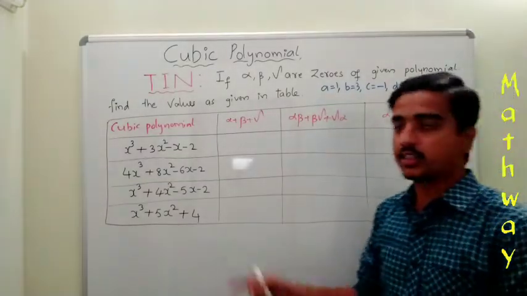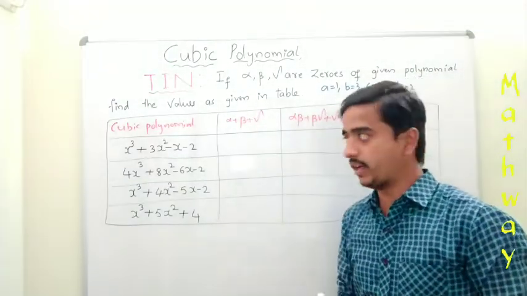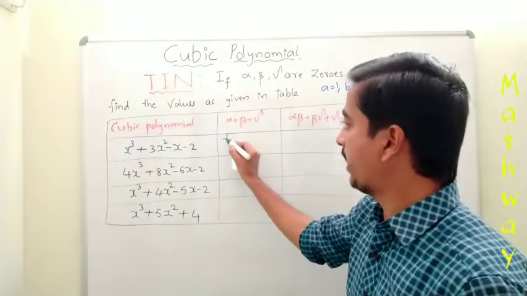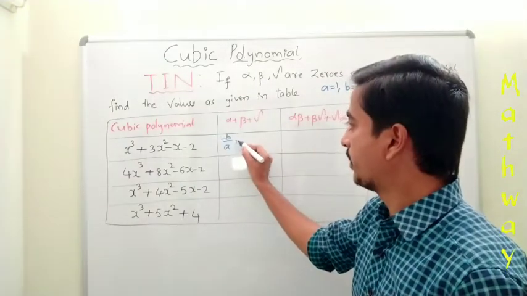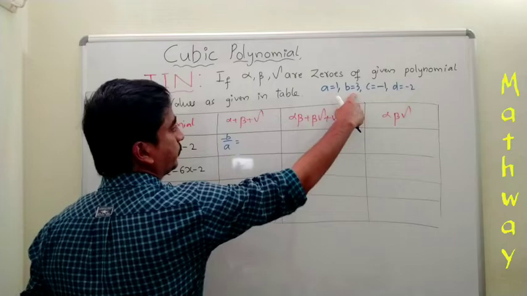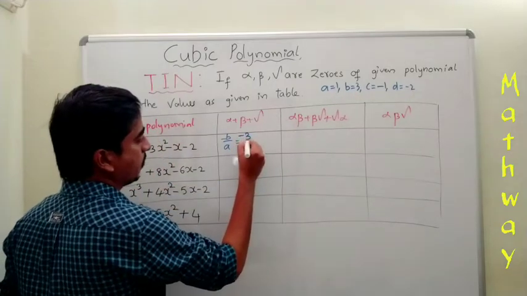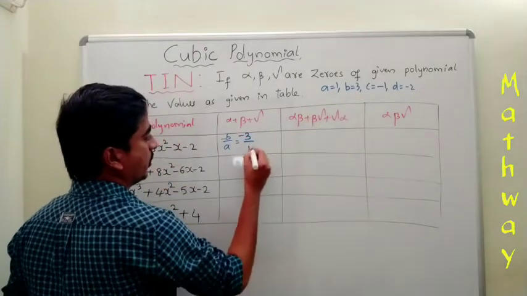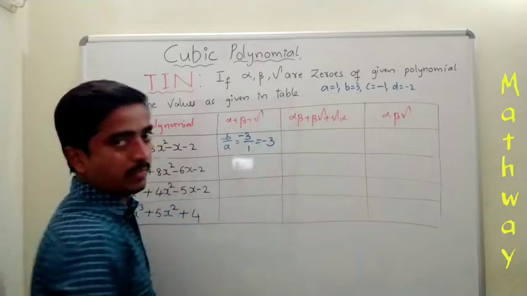So we learned that sum of the zeros is minus b by a. So here it is minus b by a. Here b is 3. So it is minus 3 by a, whose value is 1. So minus 3 by 1 is minus 3.